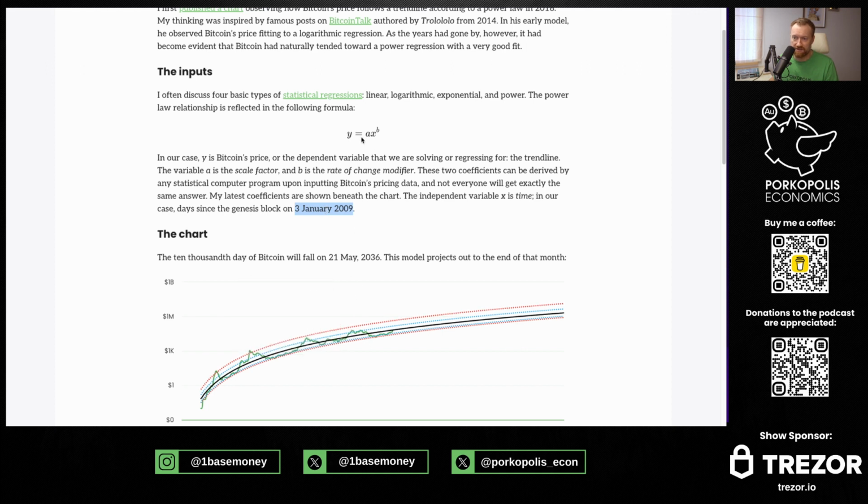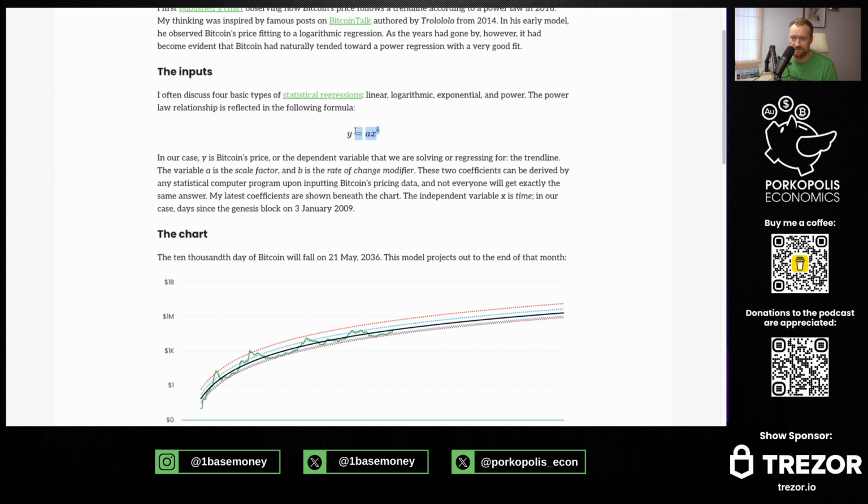And when you put all that together, you have these two coefficients, which I explain here. One is a scale factor. The other is a rate of change modifier. These are roughly words that can be used to apply to the other regressions, the other basic, not financial, but just regular mathematical regressions. Linear, of course, classic linear, logarithmic, exponential, and power.